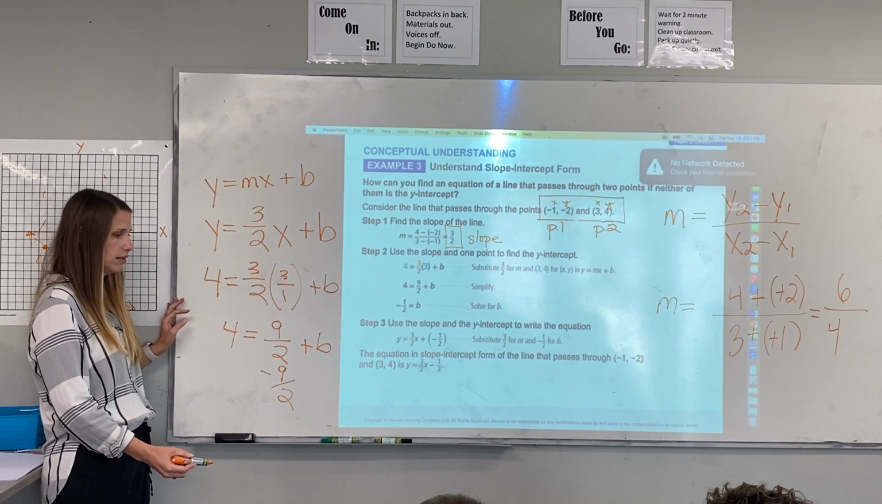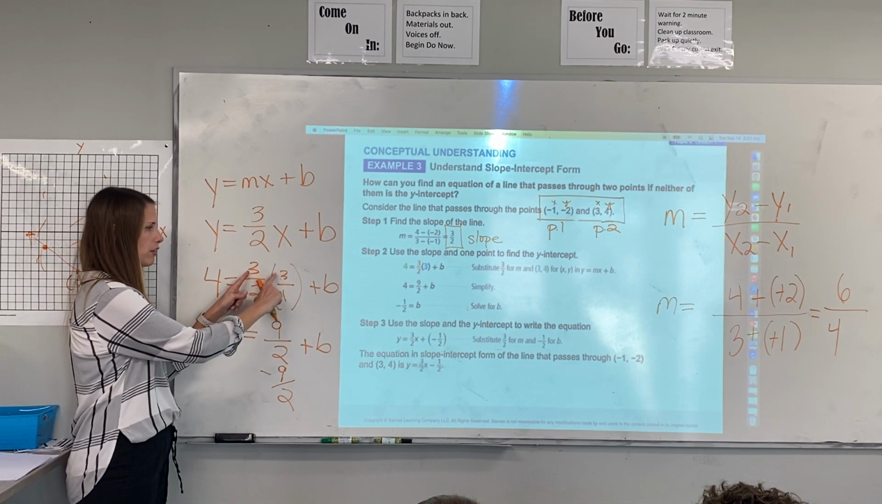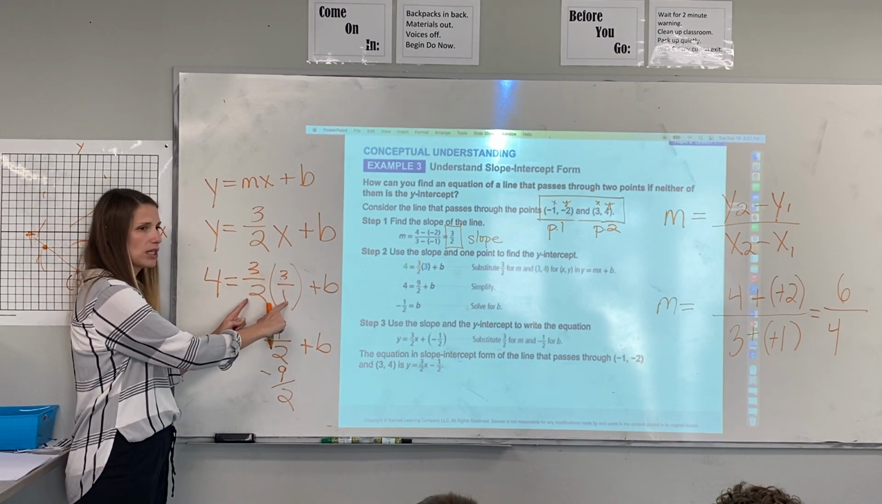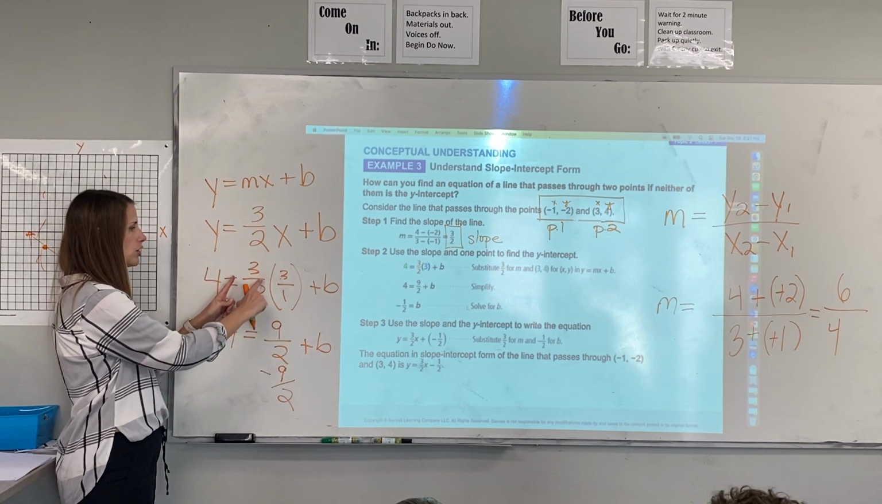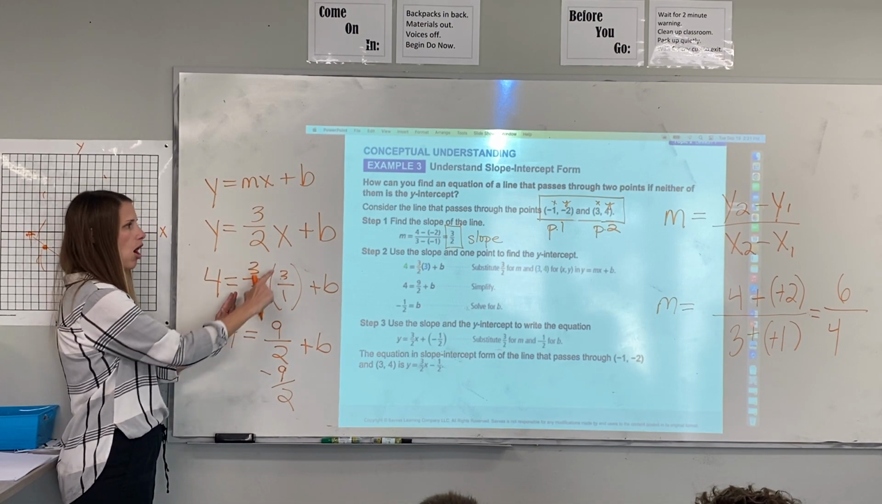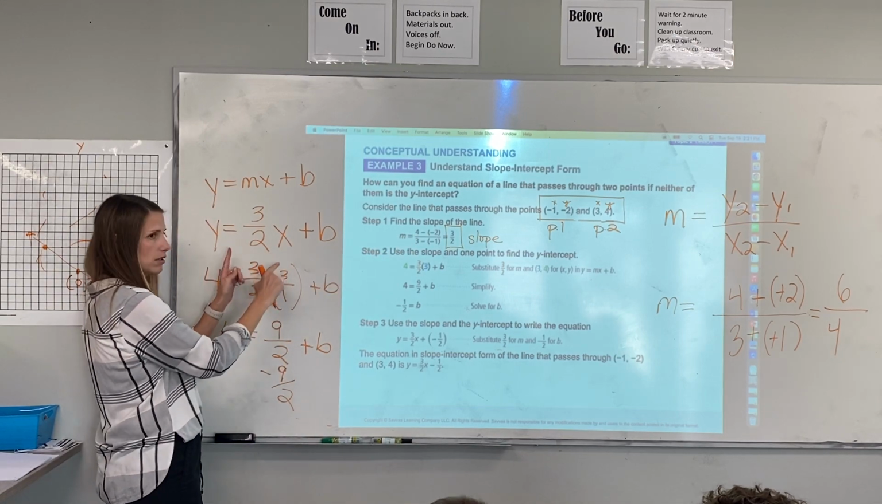No. This doesn't make sense. Okay, pause for a second. Do you understand how I got 3 times 3 is 9 and 2 times 1 is 2? Because 3/2 is our slope, our x value, and one of the points was 3. Oh, yes, I understand.